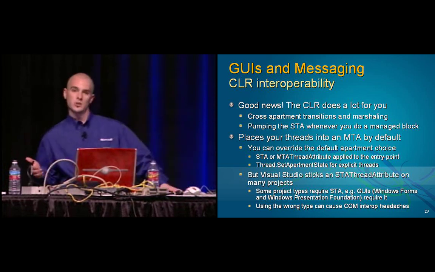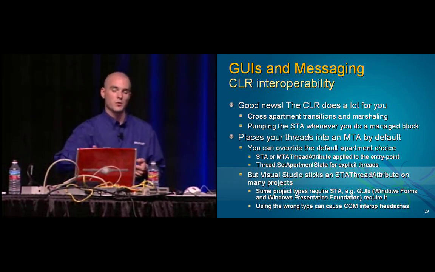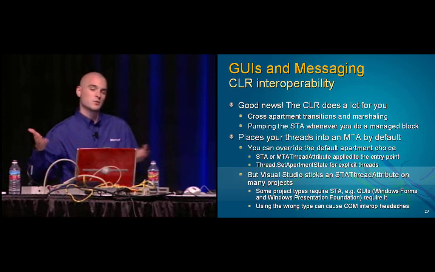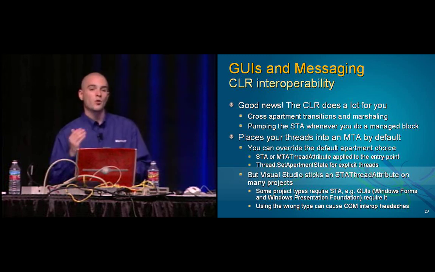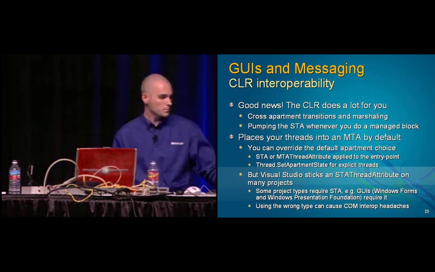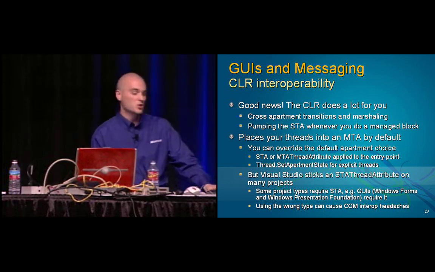We actually made a change in 2.0. Before, you could attempt to change the apartment state on a running thread through the thread class. And then if that didn't work, we would silently ignore the problem. We wouldn't report the error back to you. So now we require you to actually explicitly do this before you spin up the thread. So you may have constructed the new thread instance. Before you call start on it, you have to place it into whatever type of apartment you're interested in. And as I mentioned before, Visual Studio sticks a lot of these attributes on many projects. We saw this.